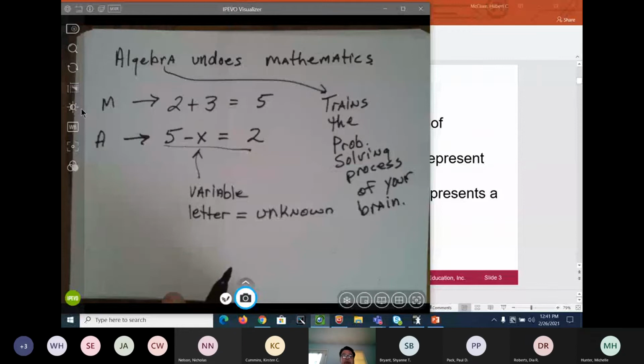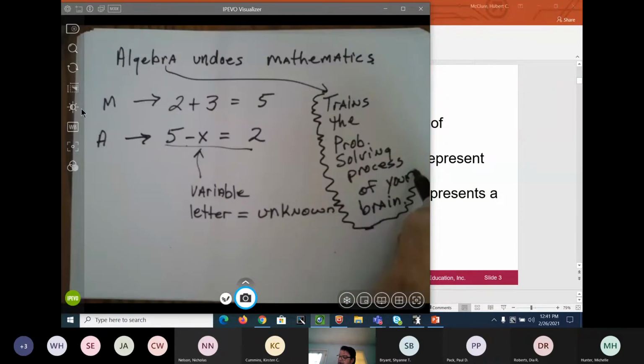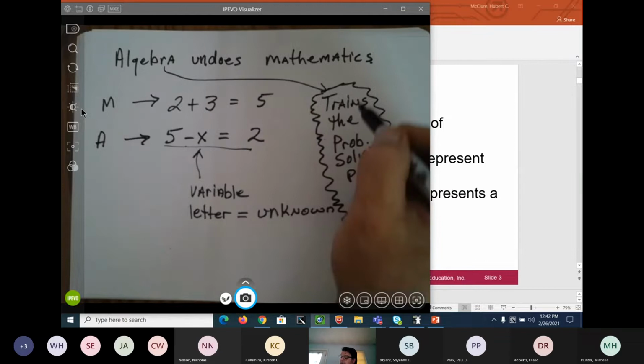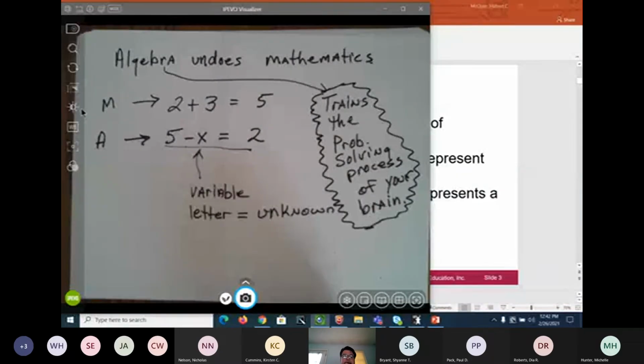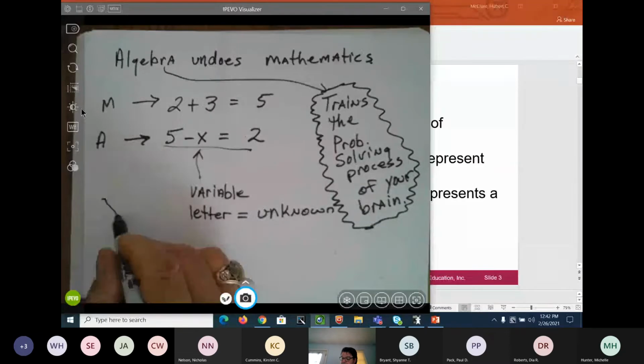Now, if you want to take the redneck disorder and say, well, we never going to use this, well, you're missing the whole boat. Everybody needs to have a couple of semesters of algebra or calculus or whatever the case may be to train the problem-solving process of the brain. We all know that a creek starts off as a little trickle.